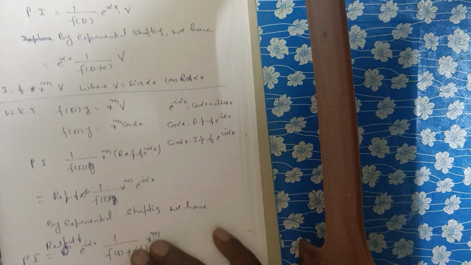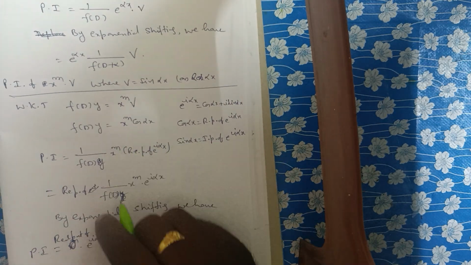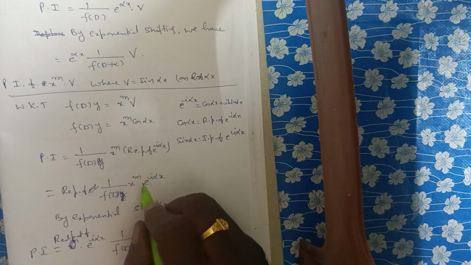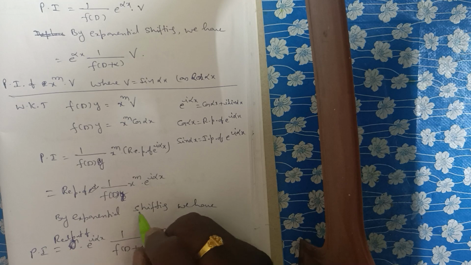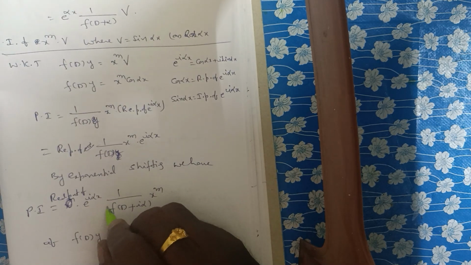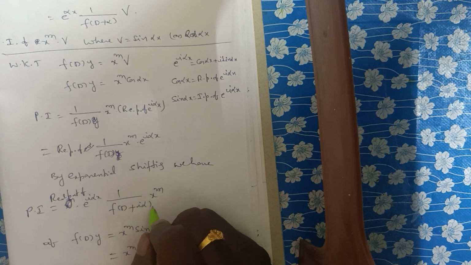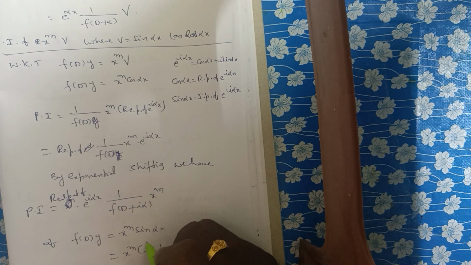Now we can rewrite it as the real part of 1 by f(D) into x^m into e^(i alpha x). By exponential shifting, this can be written as the real part of e^(i alpha x) into 1 by f(D + i alpha) x^m.